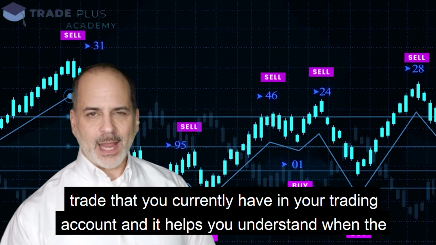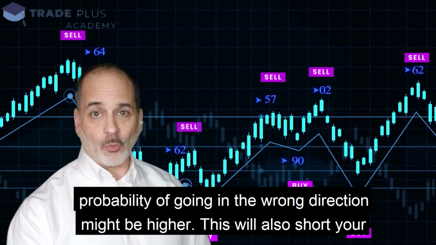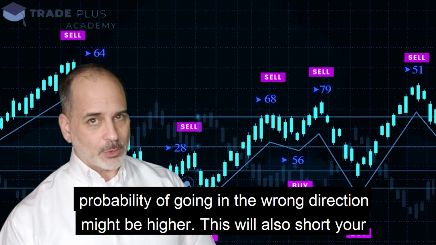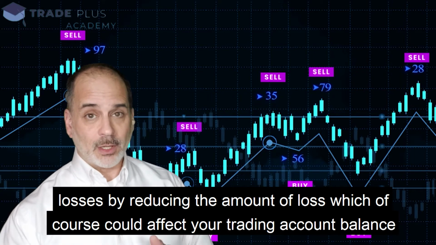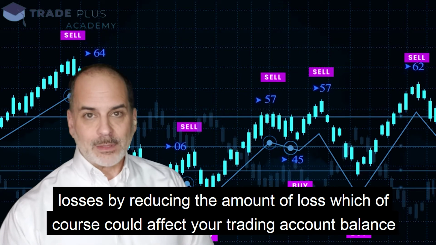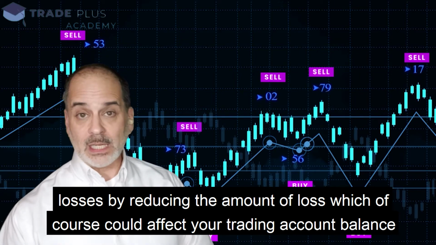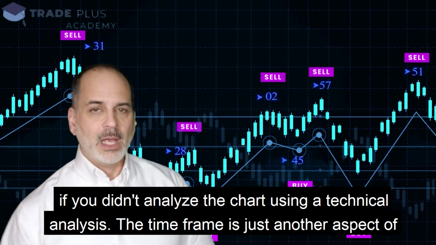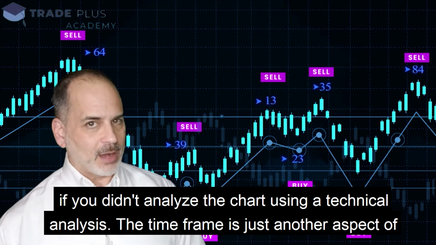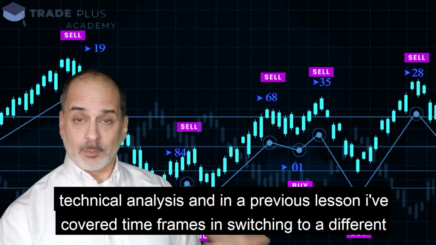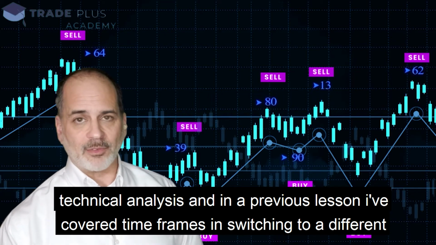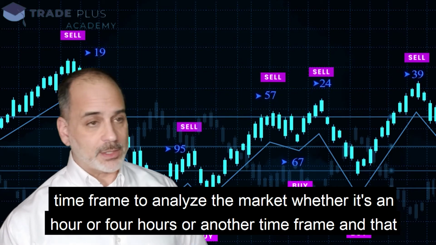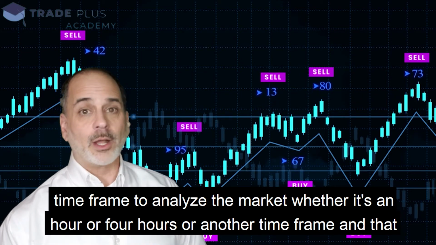And it helps you understand when the probability of going in the wrong direction might be higher. This will also shorten your losses by reducing the amount of loss, which of course could affect your trading account balance if you didn't analyze the chart using technical analysis. The time frame is just another aspect of technical analysis, and in a previous lesson I've covered time frames in switching to a different time frame to analyze the market, whether it's an hour or 4 hours or another time frame.